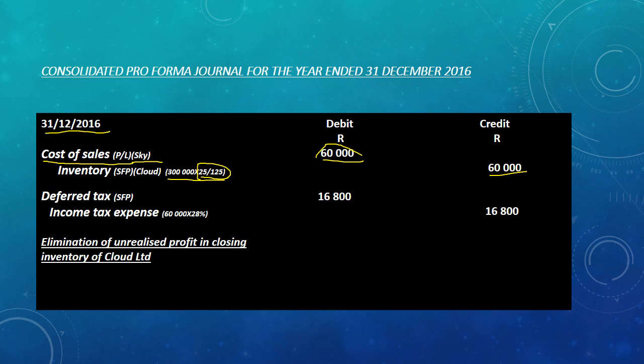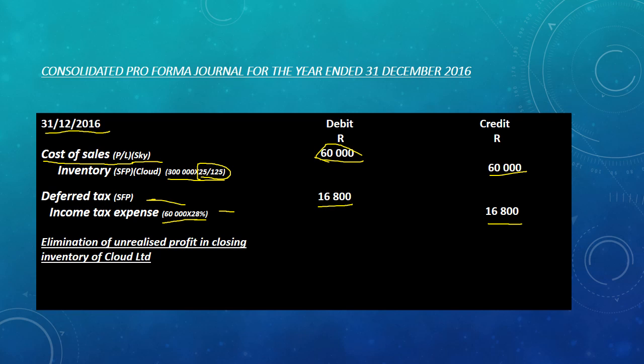Although there was no realized profit on these transactions, there are, however, tax implications to this transaction. So this is why we have our deferred tax and our income tax expense. That unrealized profit of 60,000 is going to be multiplied by 28%, which is the applicable tax rate in this example, and we get 16,800, which we are going to debit to our statement of financial position, and then credit the income tax expense of the same amount, 16,800.